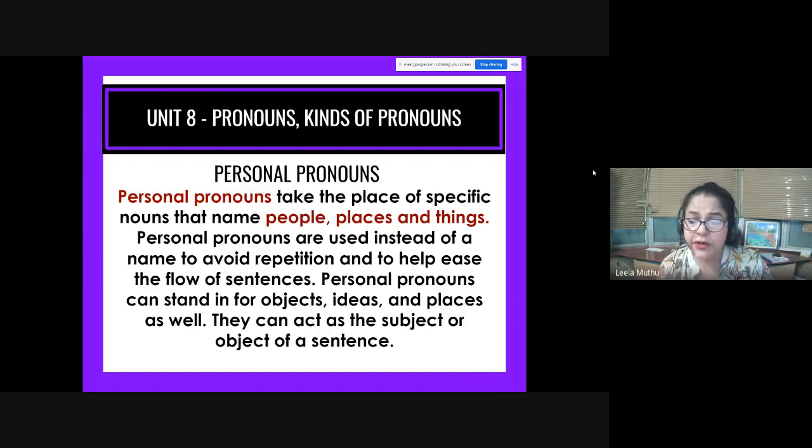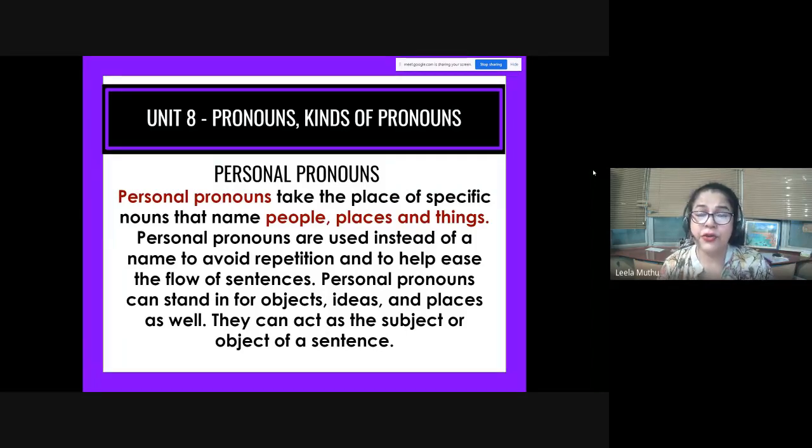And to avoid repetition and to help ease the flow of sentences, because sentences sound great with pronouns, but weird when you repeat the noun again and again. So personal pronouns can stand for objects, ideas, and places as well. Okay. Objects and ideas. All right. So they can act as the subject or the object of a sentence.